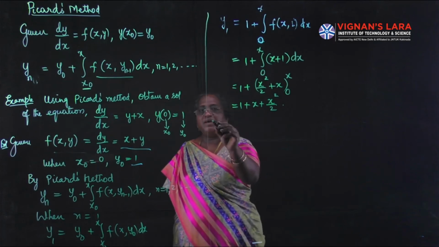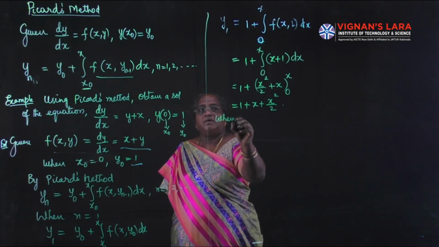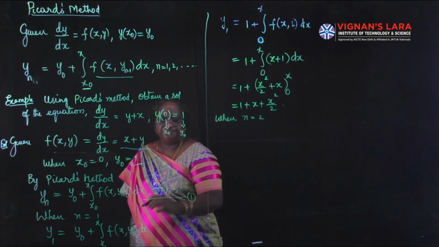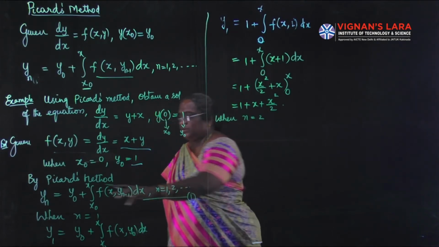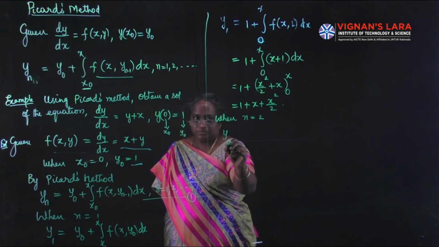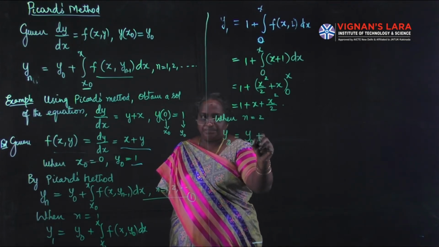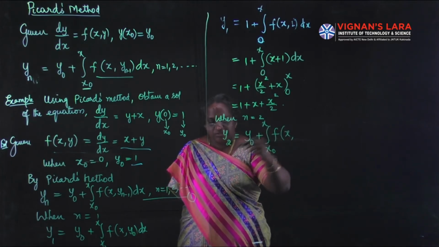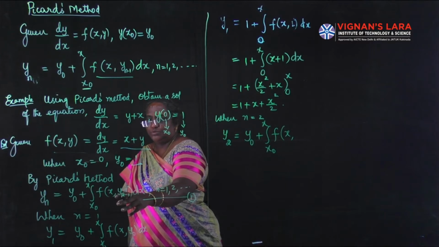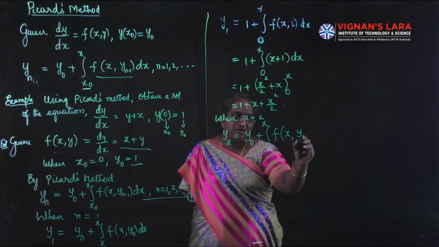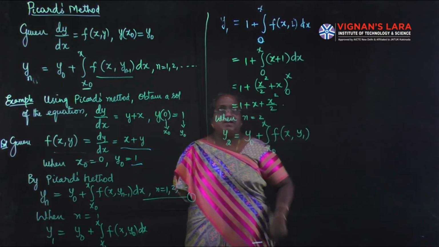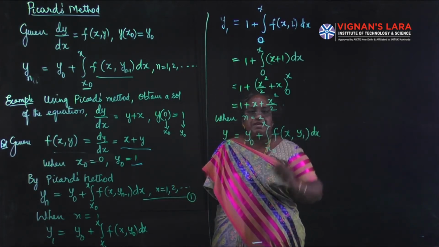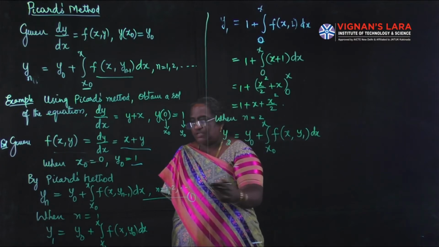Now we will find y2. When n is equal to 2, you just call this as equation 1. When n is equal to 2, y2 is equal to y0, which is same, x0 is same, x is same, f of x is also same, but when n is equal to 2, it is y1. Just now we got y1. What is our y1? 1 plus x square by 2. That is what we have to replace. So this is equal to, what is our y0?